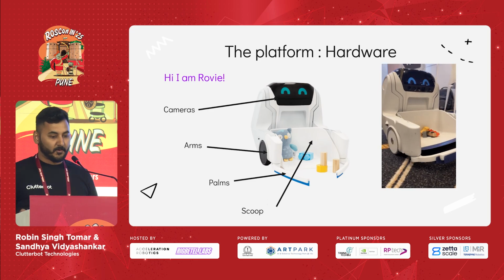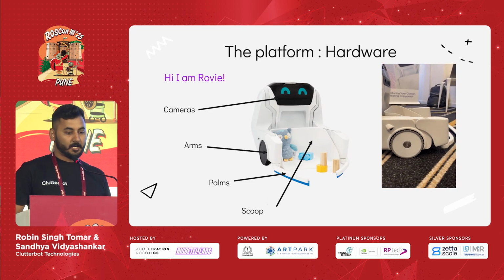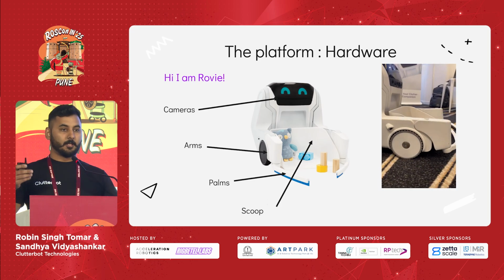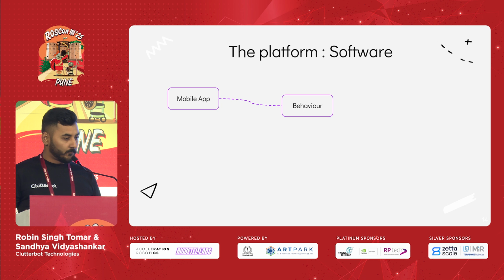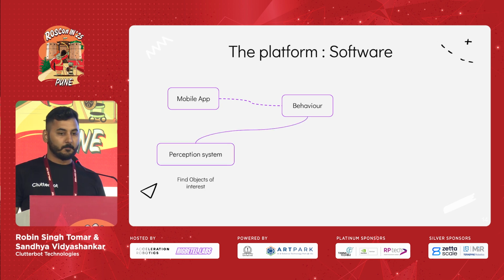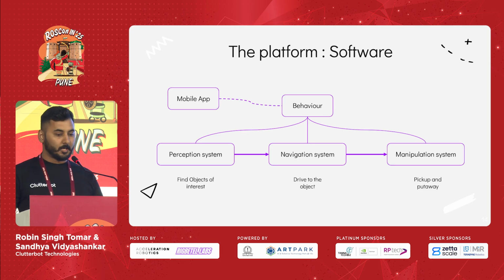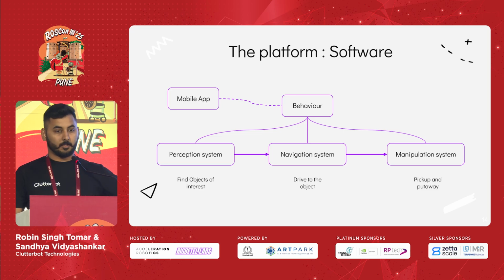So this is the hardware overview of the robot. In total, it has 8 actuators: 2 in the arm, 2 in the palms, 2 in the scoops. The way it works is the software is controlled by a complex behavior tree, but roughly you can understand it like this. The mobile app will talk to the top level behavior. Behavior will talk to the perception system, which will tell the robot what is an object of interest. In this case, the object of interest is a toy. It will take that information and pass it over to the navigation system, which will take the robot to that area where the object of interest lies. And then the manipulation system will pick up the stuff and put it away.